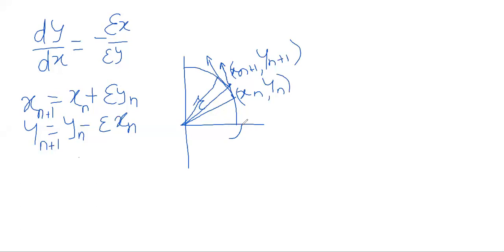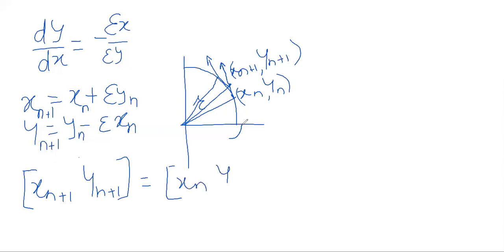The same equation can be represented in matrix format as well. xn plus 1, yn plus 1 is equal to the matrix with entries 1, minus epsilon, epsilon, 1 multiplied by xn, yn. If you multiply these matrices, you get the same equation. How? See here, first row, first column: xn plus epsilon yn. Yes, that is the value of xn plus 1. What about yn plus 1?